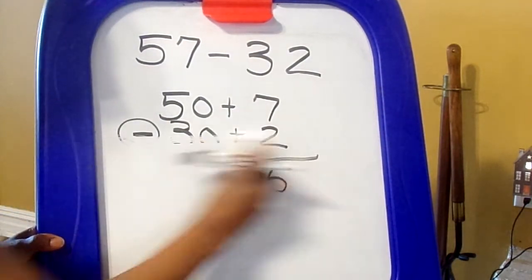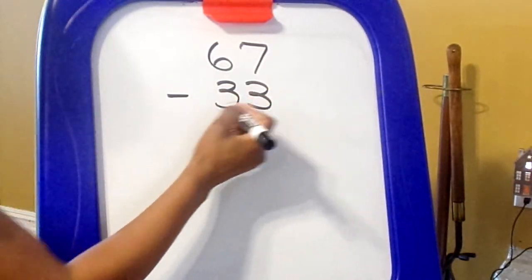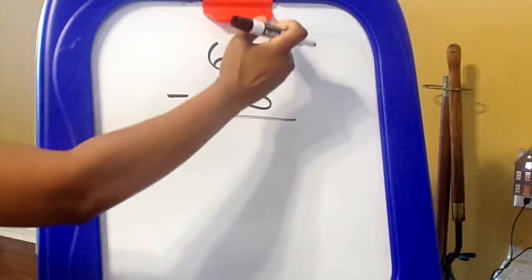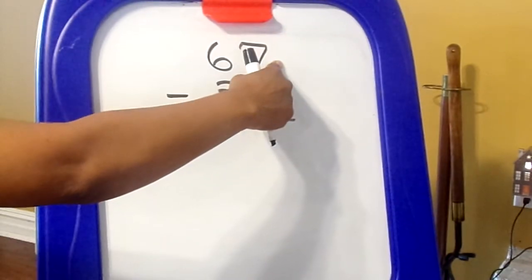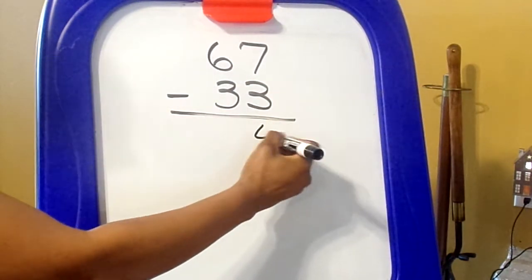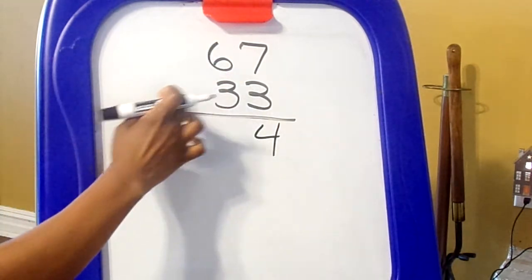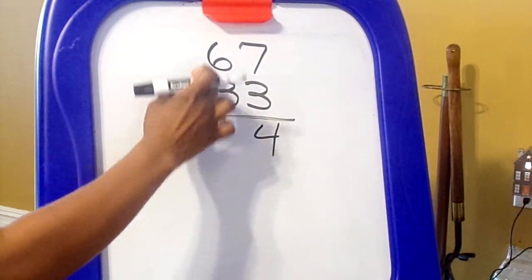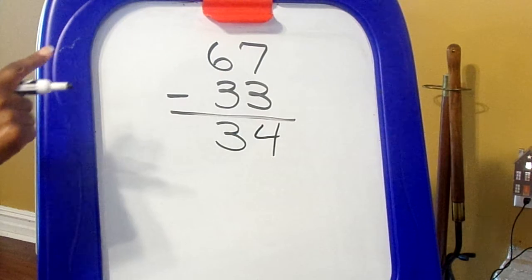And finally, I can do it mentally, standard form. So if I go back to 67 minus 33, well, I know that this represents my ones and this represents my tens. So 7 ones minus 3 ones is 4. And then 6 tens, which is 60, minus 3 tens, which is 30, I get 30. So then 34.